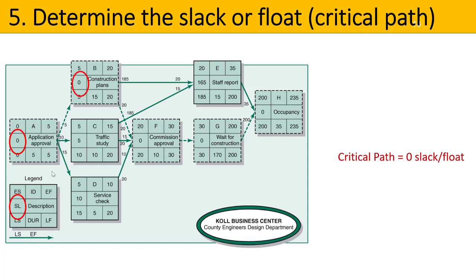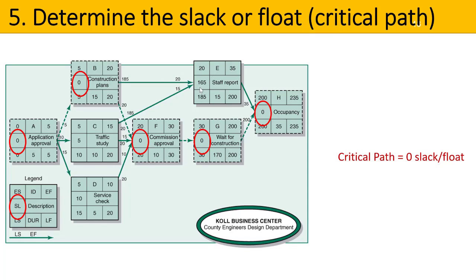Let's investigate further. So construction plans also has 0, that must be on the critical path. Next, the commission approval has 0, it's on the critical path. It leads to waiting for that construction. No slack or float again, no time up our sleeve, it's on the critical path. And lastly, so is occupancy. So through doing this process, A, B, F, G, and H can be seen as our critical path. Now what this means is a slack or float is the time you have up your sleeve on each task or activity to complete it and still keep the project on track.